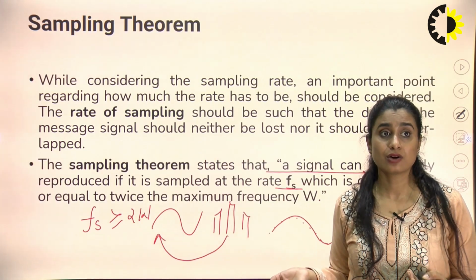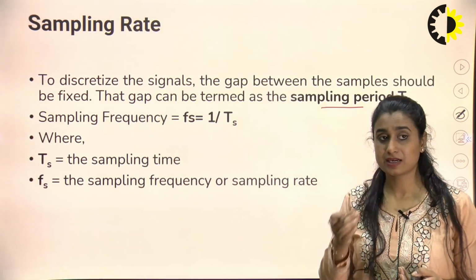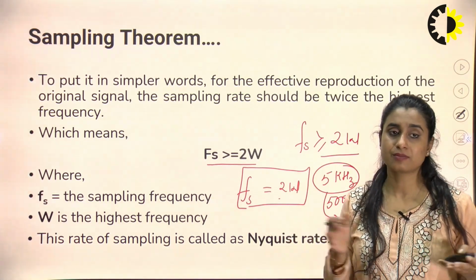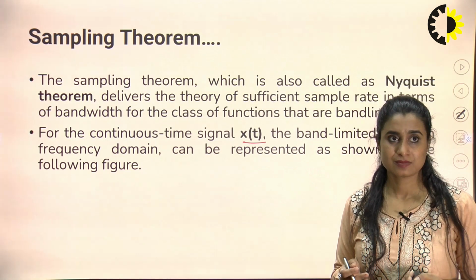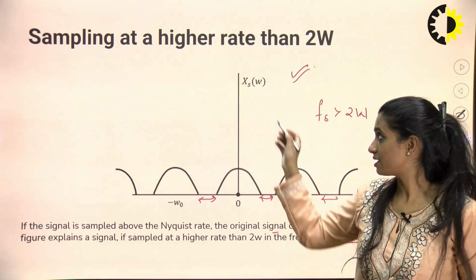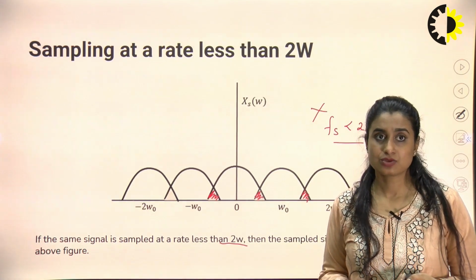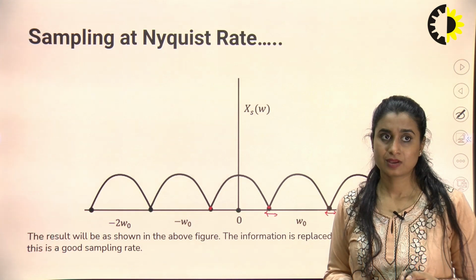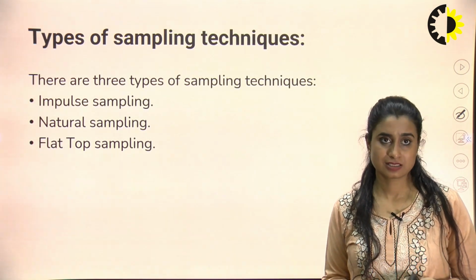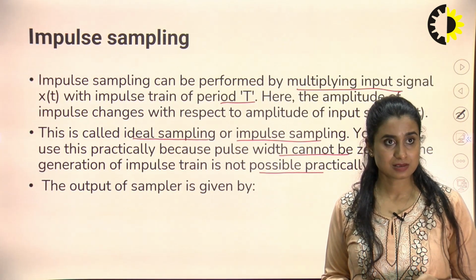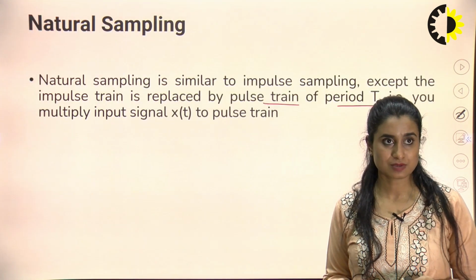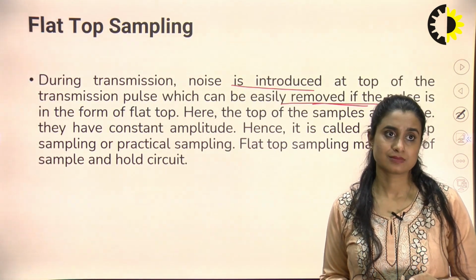What is the sampling theorem? It says Fs must be greater than or equal to twice Fm, twice W, where W or Fm is the maximum frequency content of the message. Then how do I represent my band limited signal if I sample at a rate higher than 2W, at 2W, and lower than 2W? How does my waveform look after this? The types of sampling techniques we have covered are impulse, also called ideal sampling, natural sampling, and flat top sampling. Flat top sampling is the most used one. So that's it for today.